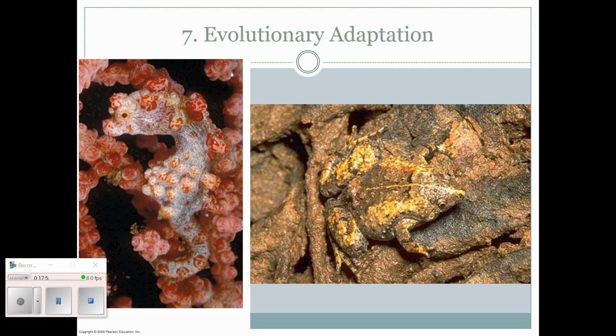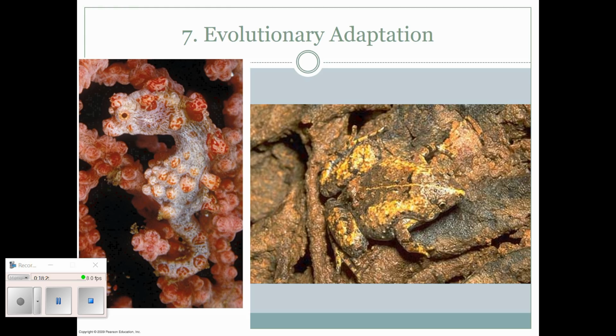Our last characteristic is evolutionary adaptation. So if you were farther away, you'd probably have more difficulty seeing these animals. But as you can see on this side, you see a frog that's blending in with his surroundings and the rocks. And then this picture is a pygmy seahorse who's blending in with the coral. Now, these organisms have come to look this way because of hundreds, if not thousands of years of evolutionary change. A change in their DNA.